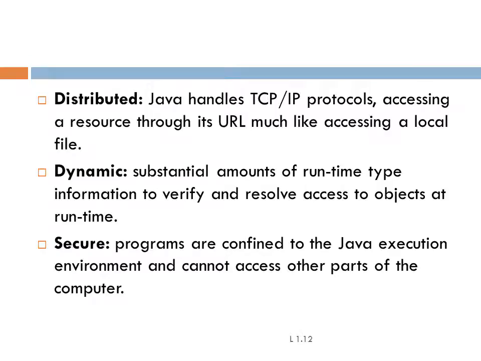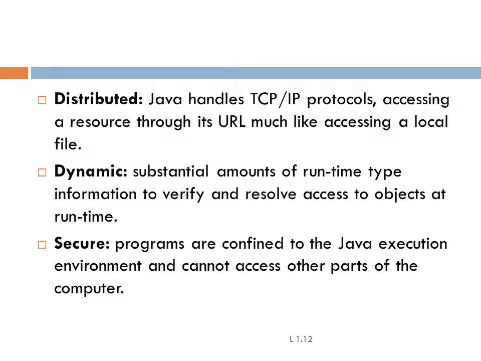Java is a distributed language, so we can access any files over the internet by using a Java program. Java also supports the concept of RMI, remote method invocation. We can execute methods that are in other systems over a LAN or a network.